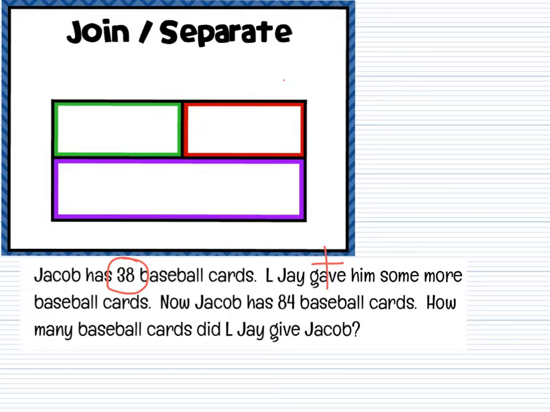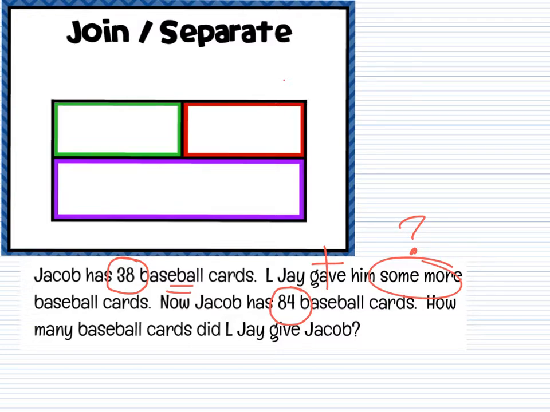Gave him some more. Stop. Some more. Is some more a number? No, it's not. So some more is my question mark. That's my unknown. My unknown, some more, is not a number. So there's where my unknown is. Let's keep reading. Some more baseball cards. Now, Jacob has 84. Oh, so now would be my equal sign. Now, Jacob has 84 baseball cards. How many baseball cards did LJ give Jacob?